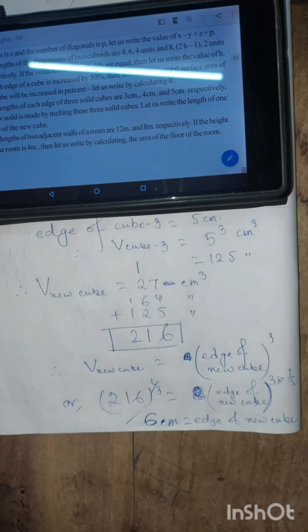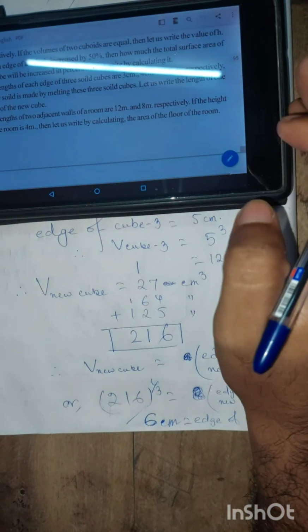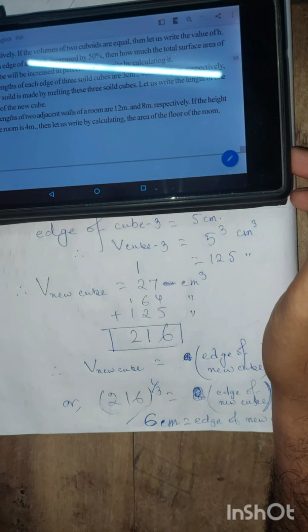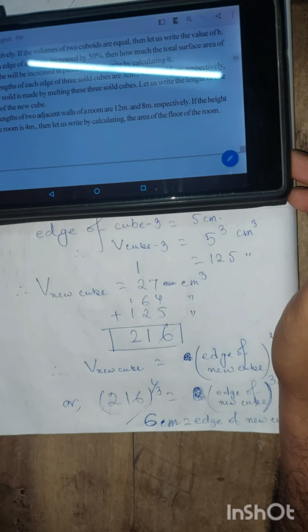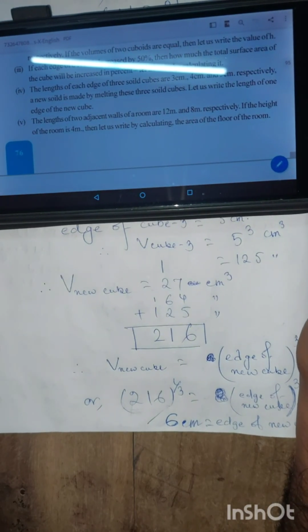Now next question. Question 5 says the lengths of two adjacent walls of a room are 12 meter and 8 meter respectively. If the height of the room is 4 meter, then let us write by calculating the area of the floor of the room.